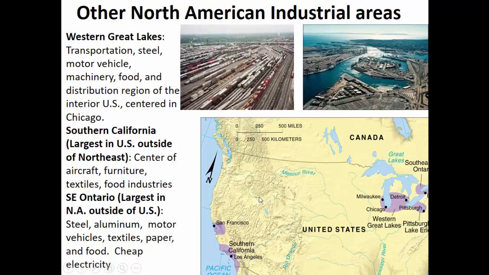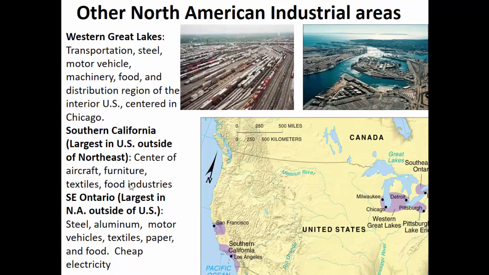Southern California is considered to be an industrial core region as well. It's the largest outside of the northeastern United States. It's a center of the aircraft industry. Boeing has facilities located here, for instance. A lot of aircraft research like Lockheed Martin and Northrop Grumman. A lot of furniture. High quality furniture that's built in Southern California. A lot of textiles, clothing, especially in the Los Angeles area. A lot of factories in that area, and food. A lot of food products and food industries, especially specialty food industries as well.